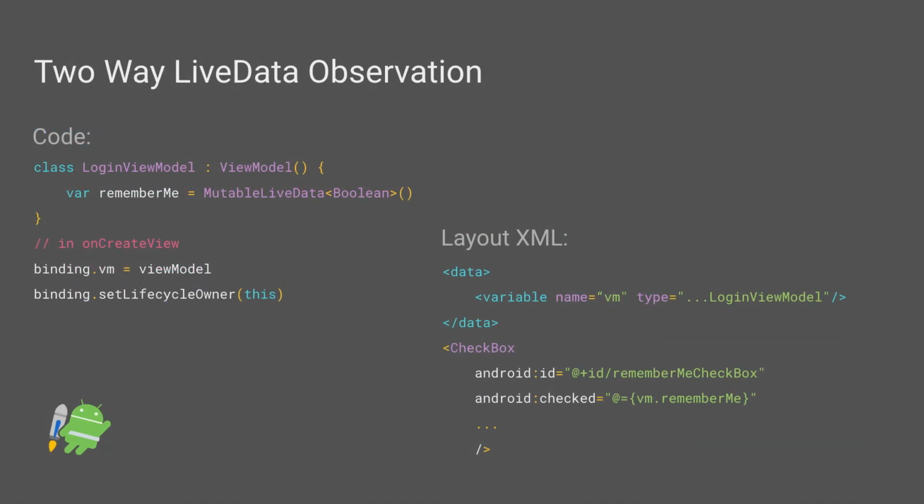You can even use two-way data binding with LiveData. Just make your variable available to data binding, have a mutable LiveData property, and use @= when defining your binding expression to indicate two-way binding. Now, whenever the LiveData is updated in code, the checkbox will be updated. And whenever the checkbox is clicked, the LiveData will be updated.